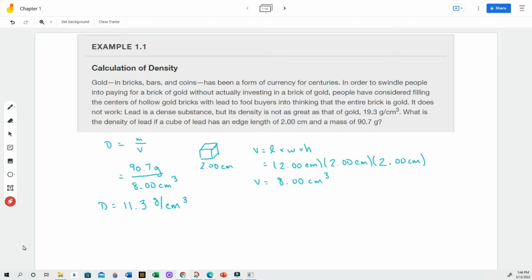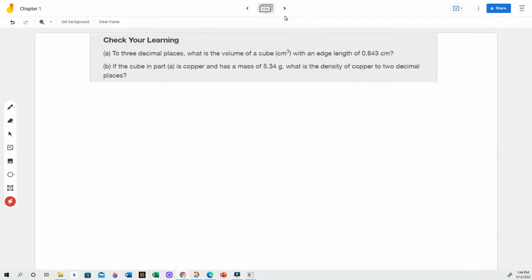Now let's work the check your learning problem. So this problem is very similar. Part A asks, to 3 decimal places, what is the volume of a cube with an edge length of 0.843 centimeters. And then part B says, if the cube in part A is copper and has a mass of 5.34 grams, what is the density of copper to 2 decimal places?